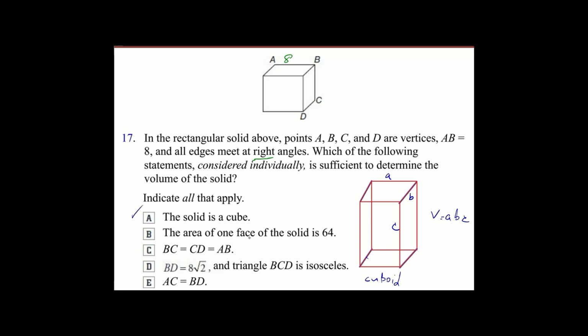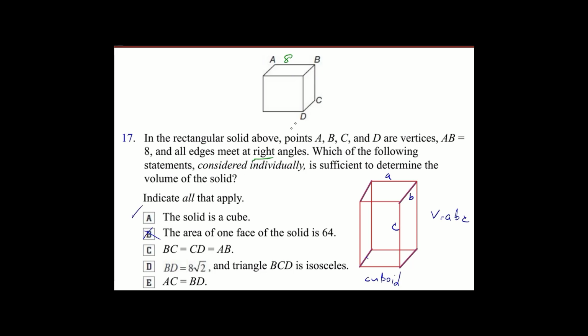The area of one face of the solid is 64. For example, this B, if it is 8, 8 times 8, and this face is a square, the area will be 64. We know that, but for the cuboid we don't know the C. C can be 1, can be 100, can be 1000, can be 8, can be anything. So this is not sufficient, so it's not the answer.